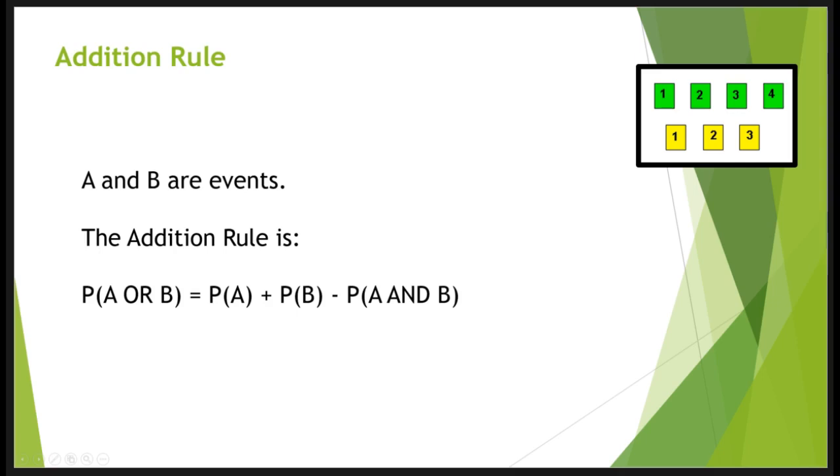Now we're going to look at something called the addition rule. So if A and B are events, the addition rule is this. The probability of A or B equals the probability of A plus the probability of B minus the probability of A and B. And we're going to take a look at an example.